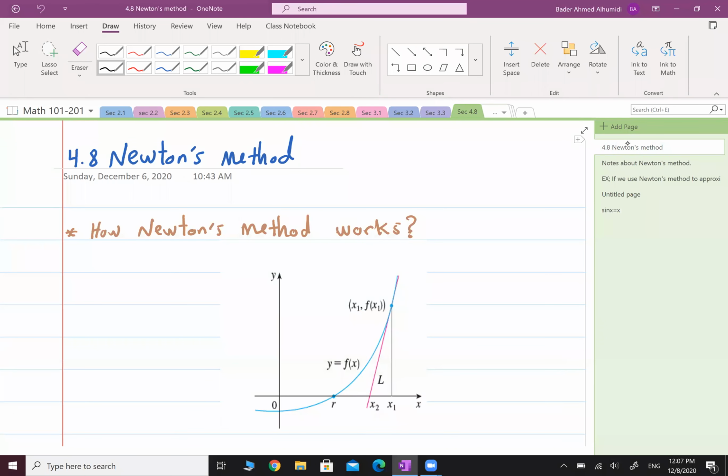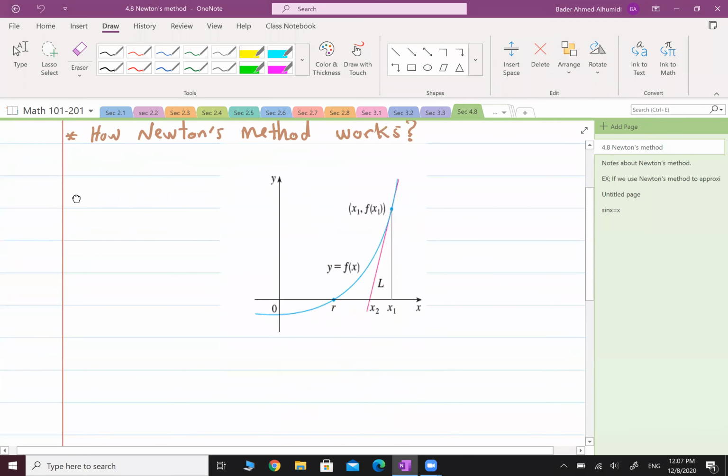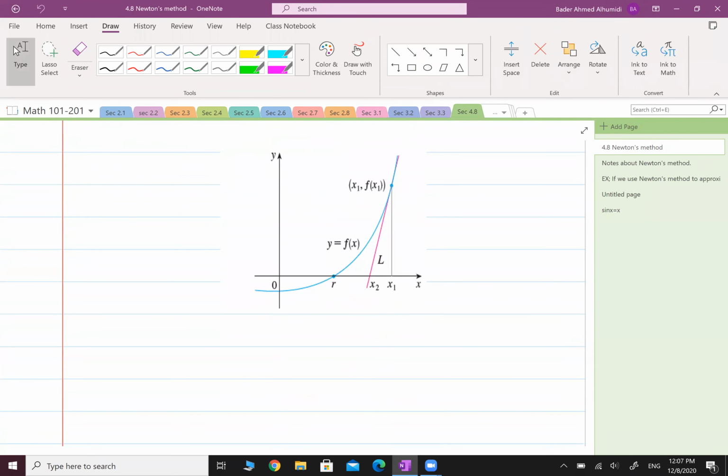Now, what is Newton's method? We will try to derive it and then see how to use it. Look at the blue graph here, y equals f of x. We can easily see that we have a root for the equation. This is called the exact root. Here r is the exact root, and we are trying to find this root.